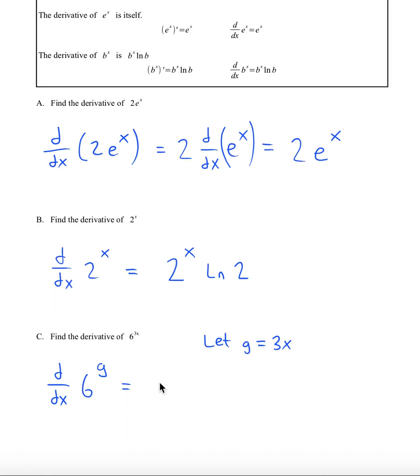Okay, so we're going to follow the formula above. First, we'll let the derivative of 6 to the g be itself. But we have to multiply by the ln of the base. And we can't stop there. Because this is a chain rule, we have to assume that g could potentially be a function of x, which it is according to our definition. So we have to go farther and multiply by g prime.